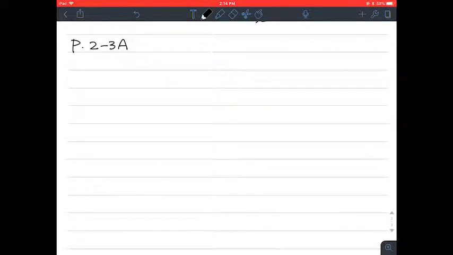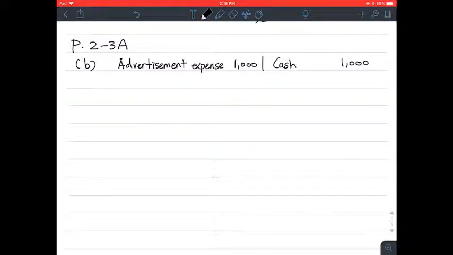So let's have a look at what kind of transactions were there for this company. First, advertising costs paid in cash, $1,000. So that should be expense. So you should write advertisement expense, $1,000, and you paid in cash, so $1,000 cash out.